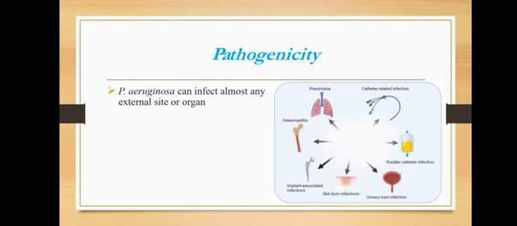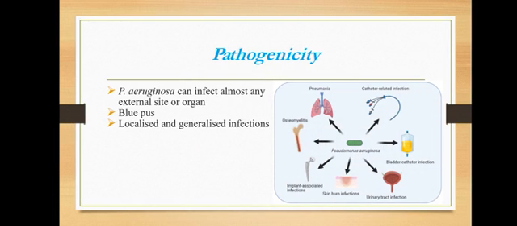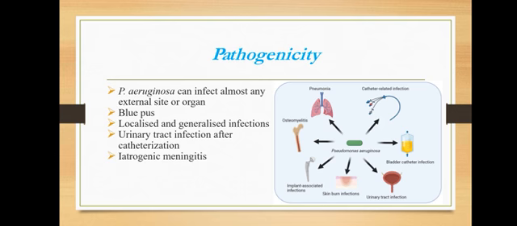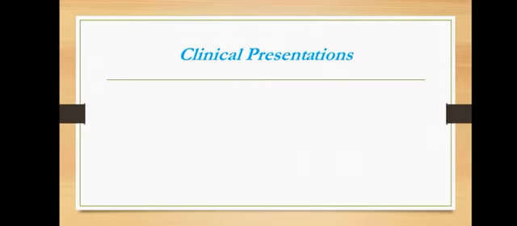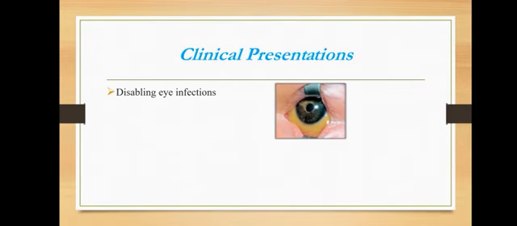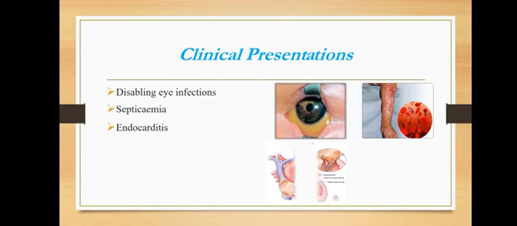P. aeruginosa can affect almost any external site or organ. It produces blue pus, localized and generalized infection, urinary tract infection after catheterization, meningitis, post-tracheostomy pulmonary infection. Clinical presentation: disabling eye infection, septicemia, endocarditis, Shanghai fever.